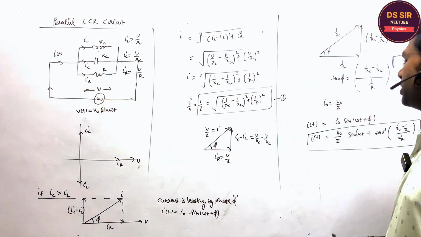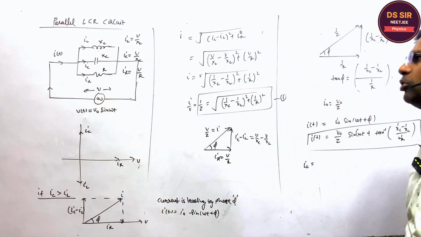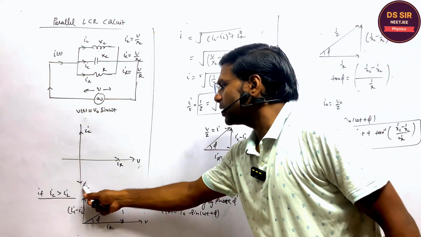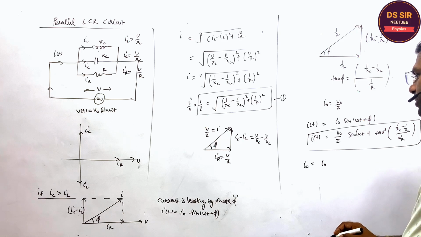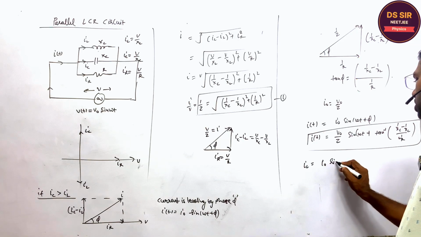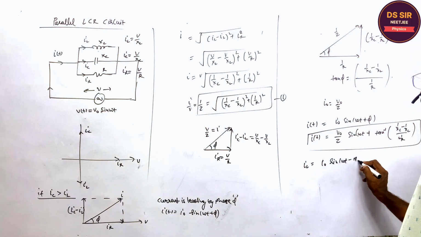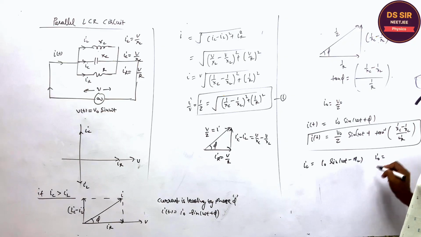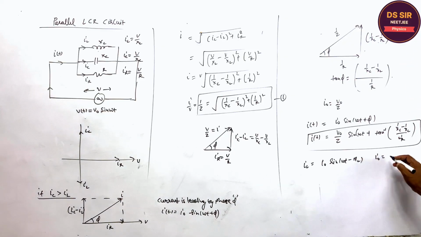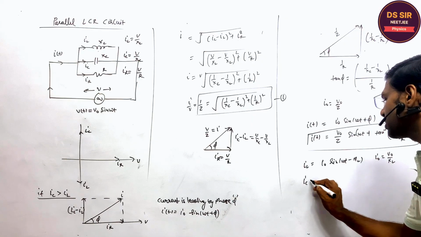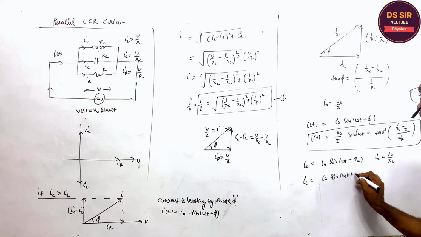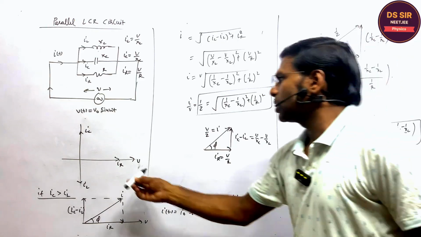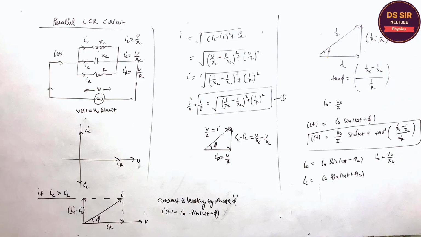Listen, one more thing. What is the current in the inductor in this case? Can you tell me? The inductor current lags behind the voltage. So this is I naught sine(omega t minus pi by 2), and what is the I naught, the inductive current? V naught upon XL. In the same way, the current in the capacitor is I naught sine(omega t plus pi by 2). The current in the capacitor is leading by phase pi by 2.